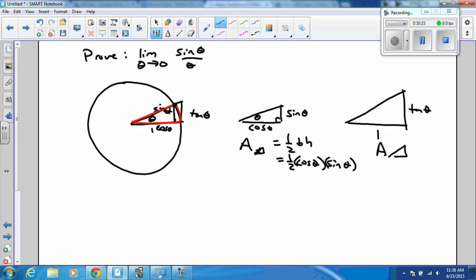So the area of the large triangle then is going to be 1/2 of base times height, which is 1/2 of tan theta times 1. So I've got these two. Now what about the area of the sector inside? I promised I would deliver on that as well. The area of sectors is not commonly taught in geometry, but it should be. Were you taught that in geometry, the area of the sector?